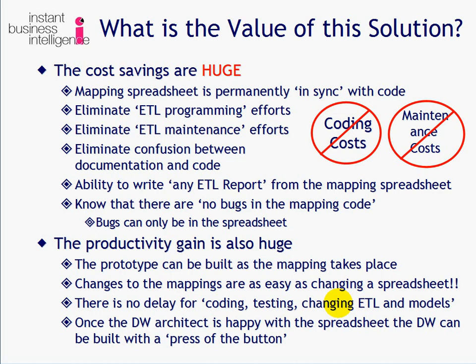So in at least one case we have had a month's worth of effort mandated onto a project being completed in 4 hours with SeETL versus Informatica. And that's really because in an Informatica environment all the mappings are separate program objects. Now, it's known that there are no bugs in the mapping code versus the mapping spreadsheet, because the bugs have to be in the mapping spreadsheet. And so there's only one place to go looking for bugs.